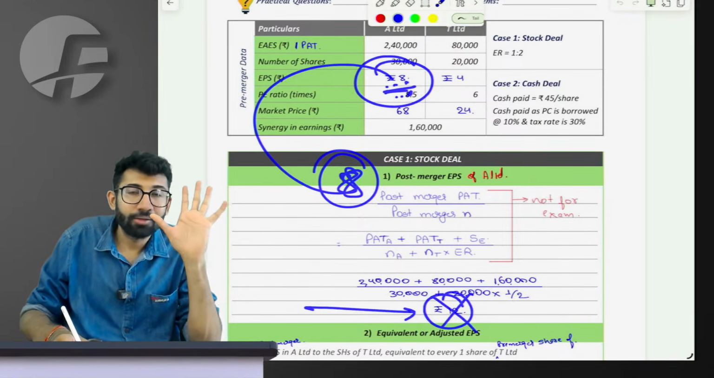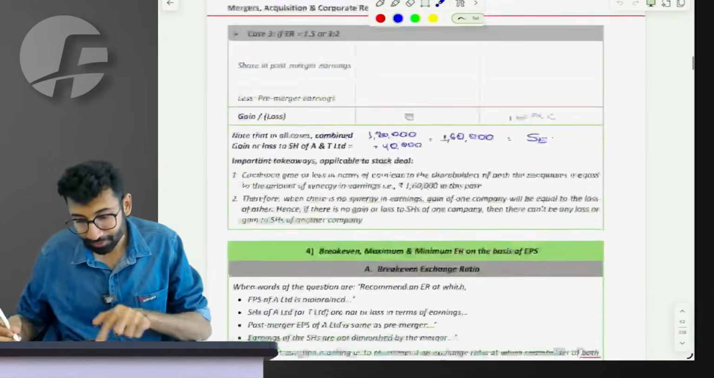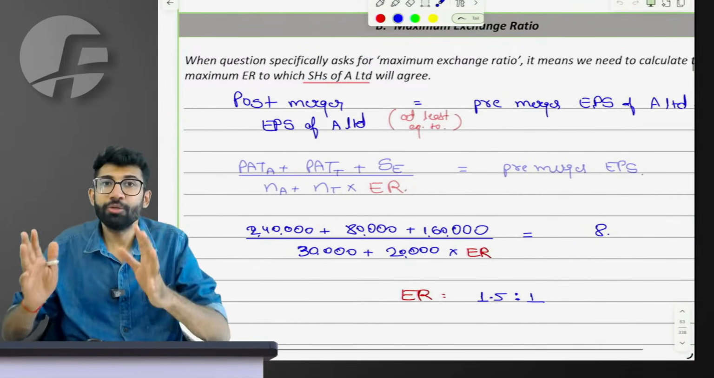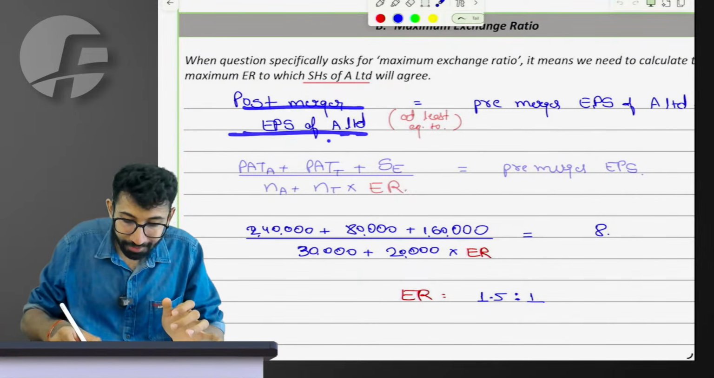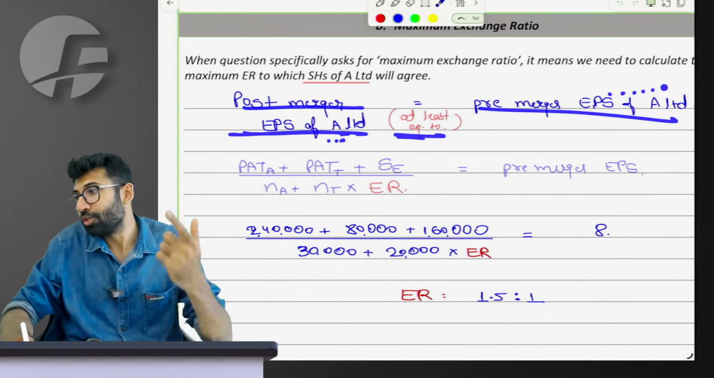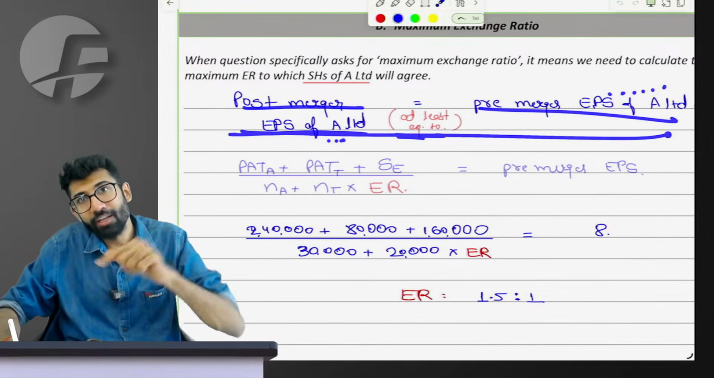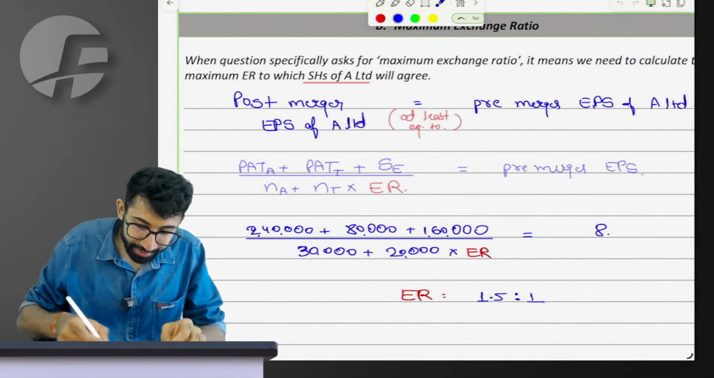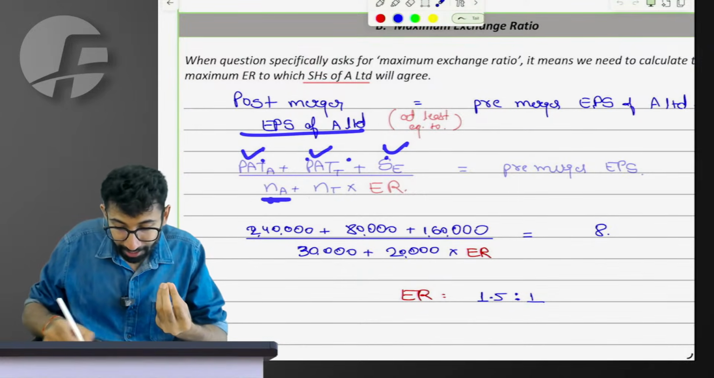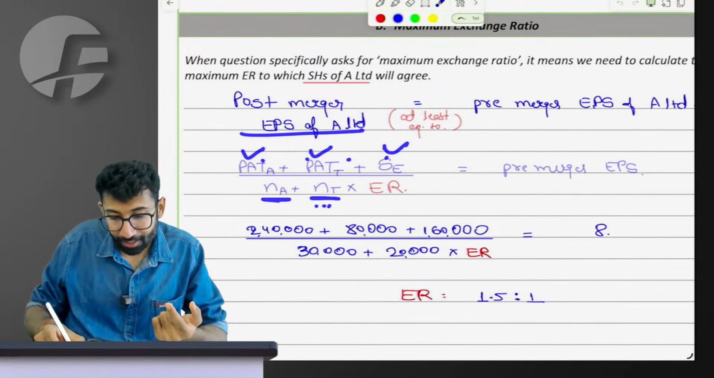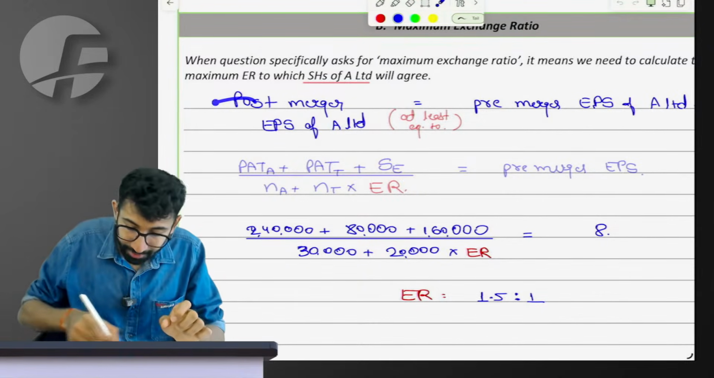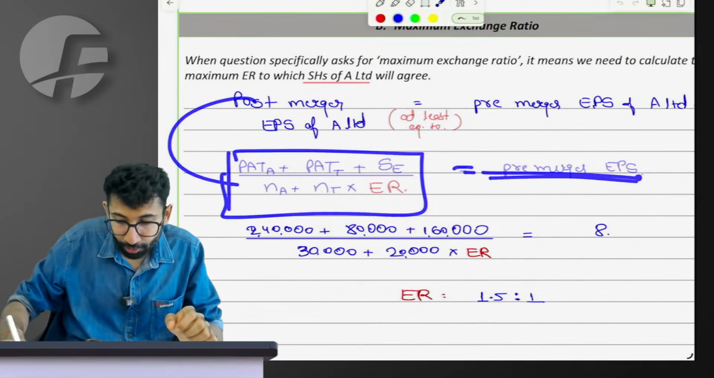Could you understand the thought process that an acquirer is thinking, people in the class? What is the acquirer saying? Boss, I'm ready to give you such an exchange ratio that my post-merger EPS, which is the post-merger EPS of A Limited, is at least equal to the pre-merger EPS of A Limited. Otherwise, what is the point of this deal? Sir, this understanding, if you're able to convert to math, you have already won it. Can I say my post-merger EPS is my PAT plus your PAT plus synergy in earnings, divided by my shares plus your number of shares? This is how you calculate post-merger EPS. We know that should be equal to pre-merger EPS, right?